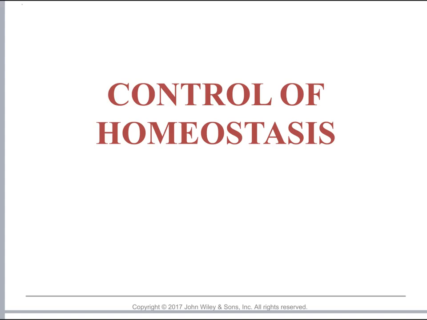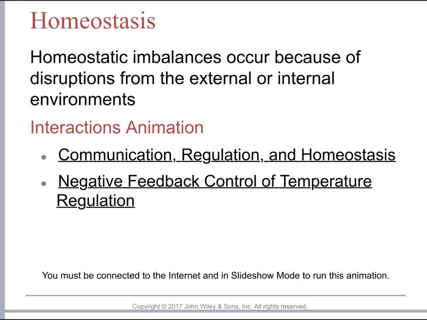Control of homeostasis. An elaboration on what we just looked at with our last seesaw example. Homeostatic imbalances occur because of disruptions from the external or internal environment. There are some interactive animations that you could click on through your PowerPoint, not mine, but through your PowerPoint, that will bring you to some negative feedback loops. The example we used before was temperature regulation. This will give you another visual example.